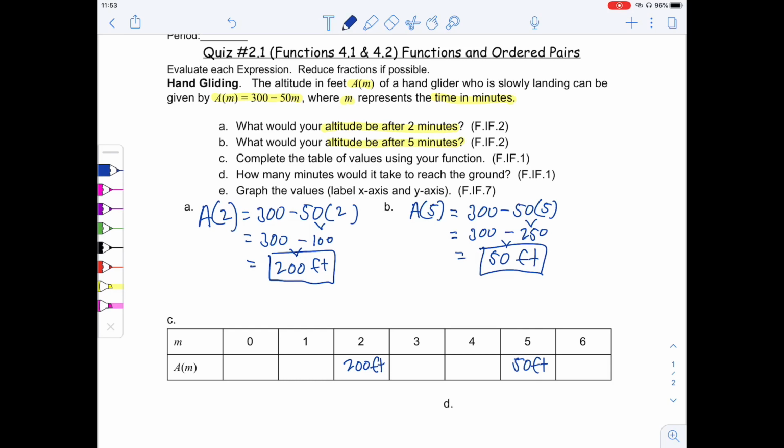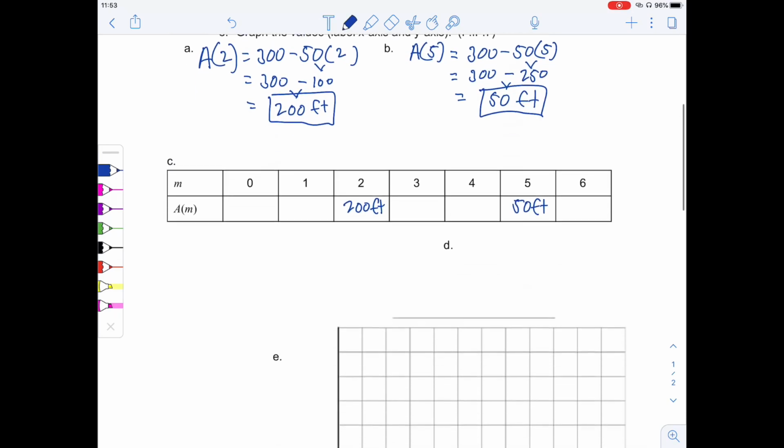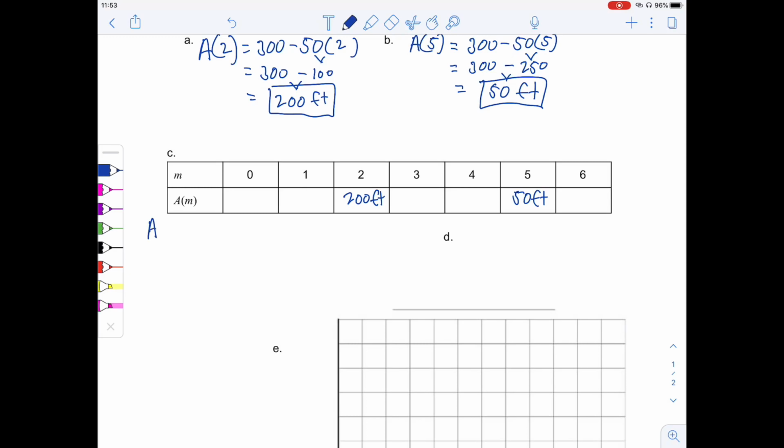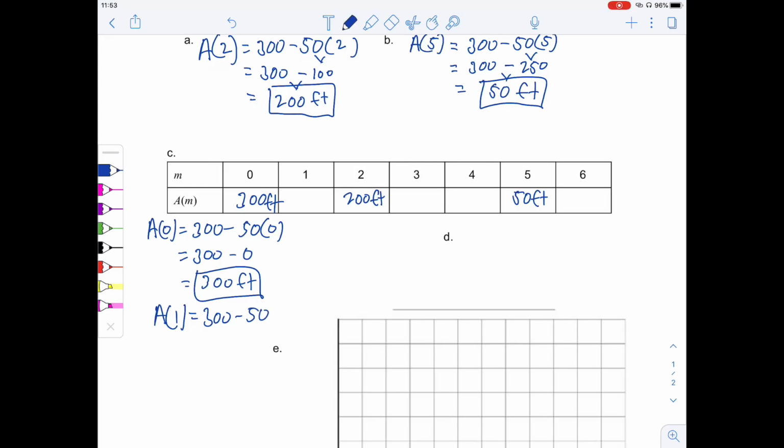Okay, part C is complete the table of values using your function. So we're just going to continue on, start with 0. So A of 0 will be 300 minus 50 times 0. 300 minus 0 is 300 feet. And that's our initial value, 300 feet. And then for 1, A of 1, you get 300 minus 50 times 1. 300 minus 50, which is 250 feet. So A of 1 is 250 feet.